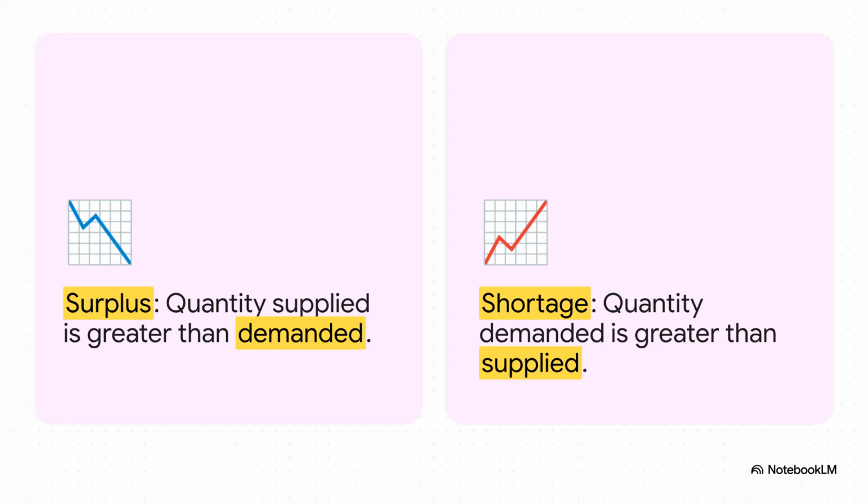But what if the price isn't $4? Like, what if sellers get a bit greedy and price those cones at $5? Well, they're going to make a ton of cones, but buyers are going to step back.